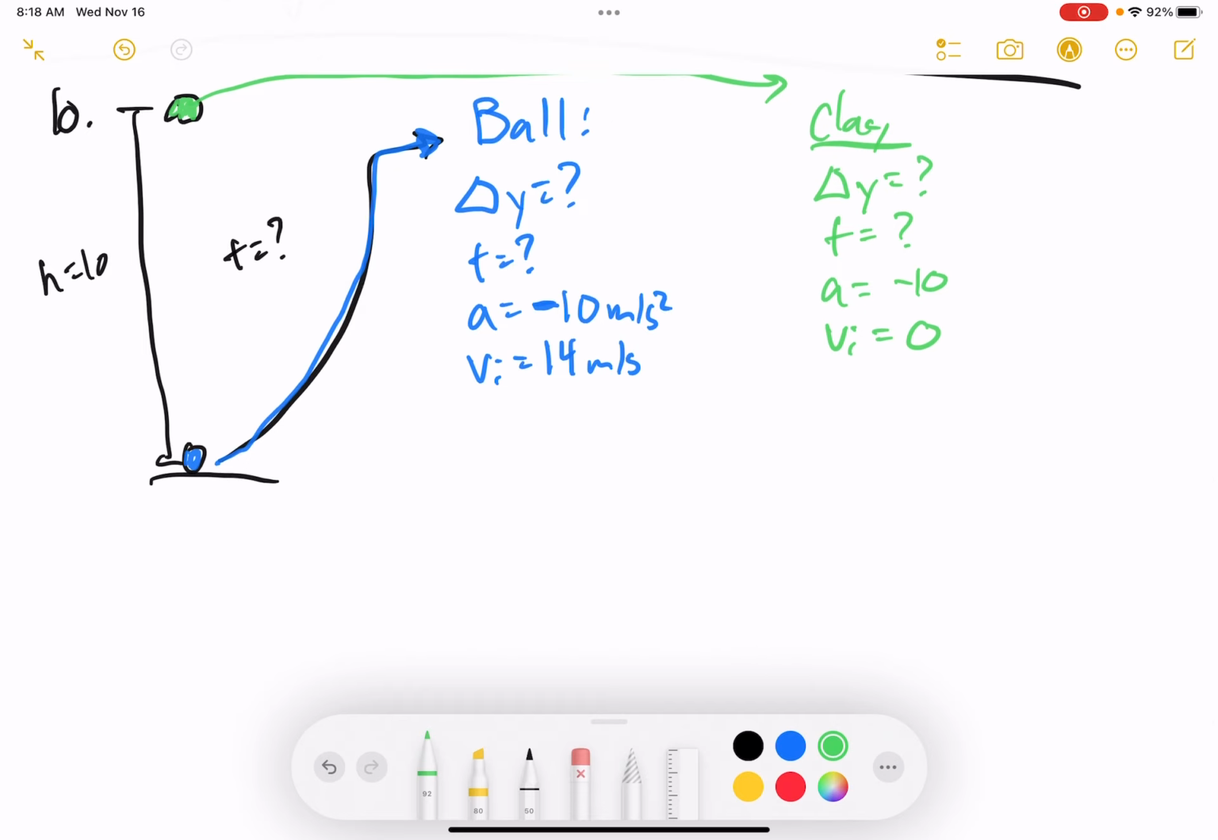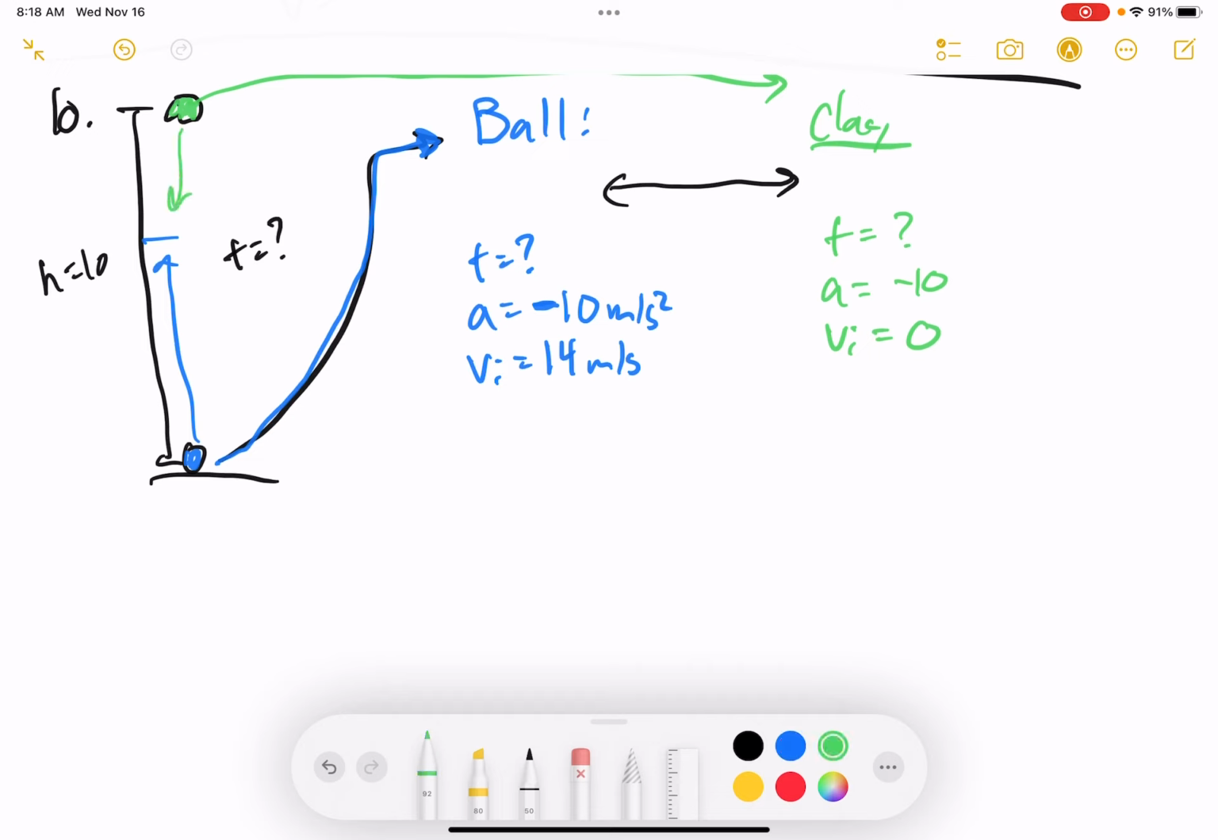So the key part here is that I know that these two things will be equal. Actually, let me restate that. Normally, we use delta y's, right? We usually use delta y because we're only worried about the change in position. But you'll notice that these two things will have two different changes in position because they'll meet somewhere here. So the ball may come up to that point, and the clay will come down. So they'll have different delta y's.